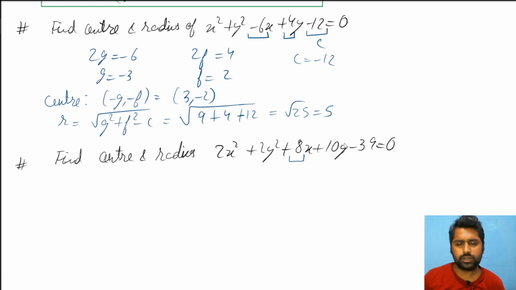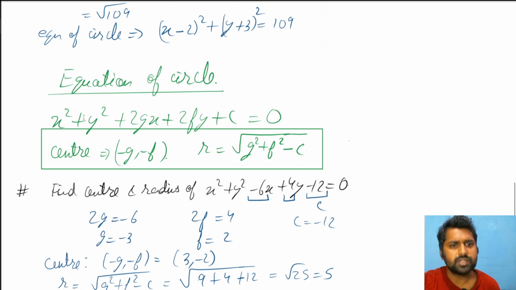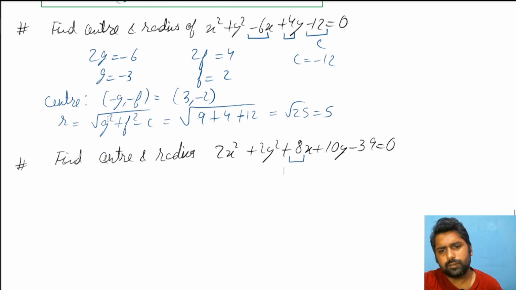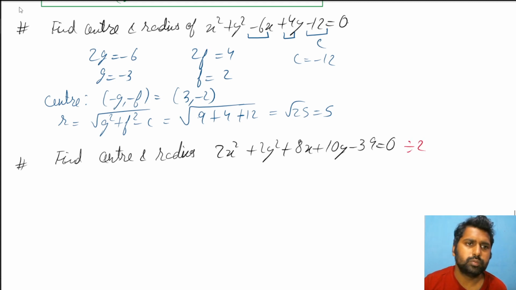No. Why not? Think for yourself. First of all, the equation consists of x square plus y square, meaning the coefficients of x square and y square should be 1. Here it is not. So it's our work to make them equal to 1. For that, how do we do that? We'll divide the whole equation by 2, both sides.